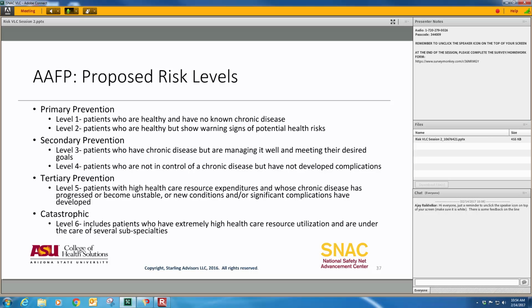The tertiary prevention are the high utilizers. They have high resource expenditures, or they have chronic diseases that essentially are unstable and as a result have had complications arise. These are the intensively managed chronic disease patients, and then the catastrophic level is essentially the super utilizers, maybe the top 10%, which really require pretty intense coordination across multiple subspecialties. And by stratifying patients into these buckets, they can actually plan for the level of resources necessary to care for the population. And that's going to be different for every population, as evidenced by these risk levels.